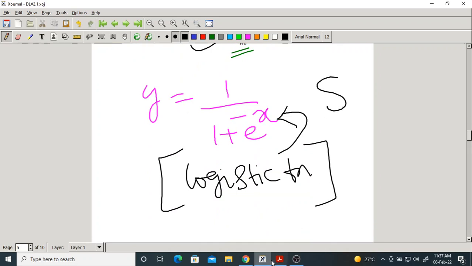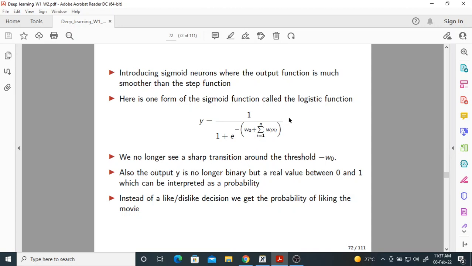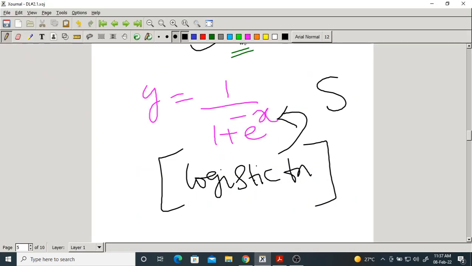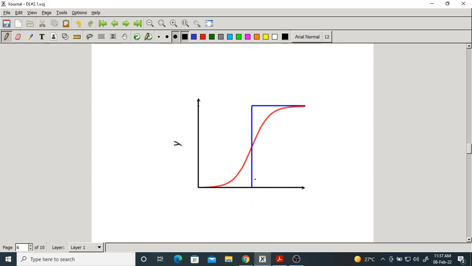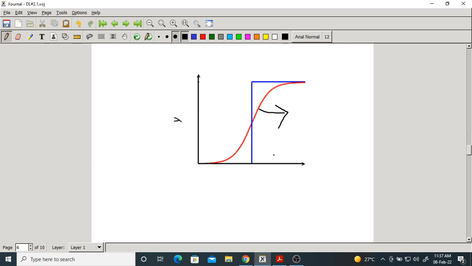Clear? Now it is called a logistic function. How is it? The logistic function is something like this, the red color curve. This is a logistic function, which is a member of the sigmoid family. Please remember, it is in the shape of the alphabet S.